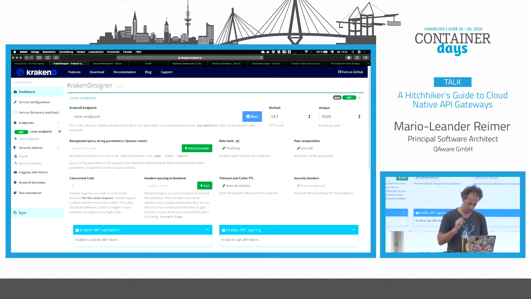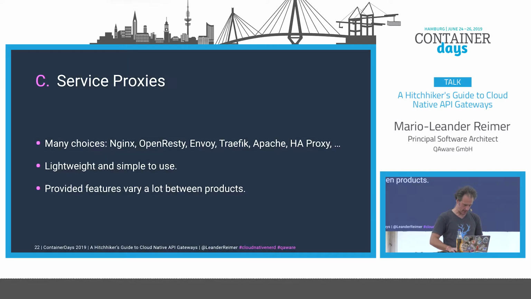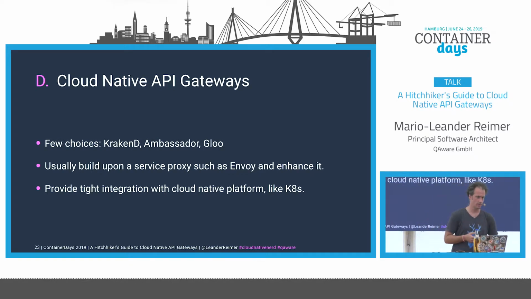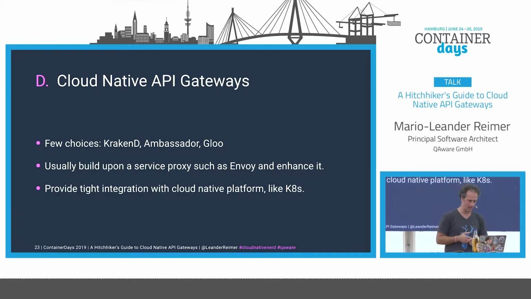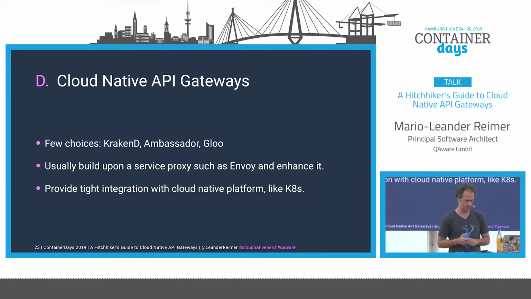But there is a new breed coming, and that's the cloud-native API gateways. And they are a bit better. Well, technically I put KrakenD in here as well. But I want to talk about Ambassador and Gloo, right? Ambassador and Gloo are, in my opinion, like the fourth category. They usually build upon a service proxy, like Envoy, both build on Envoy, and enhance it, right? So you don't have to write this YAML stuff. What they usually have is a tight integration into the cloud-native platform. So they have a tight integration into Kubernetes.